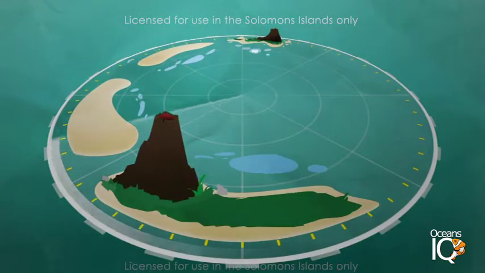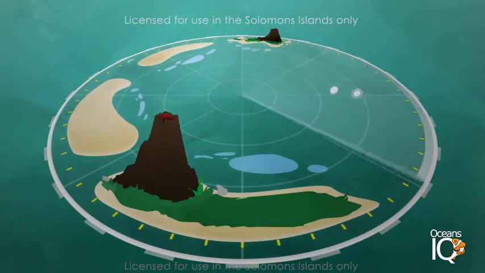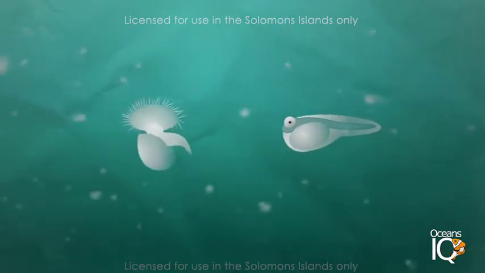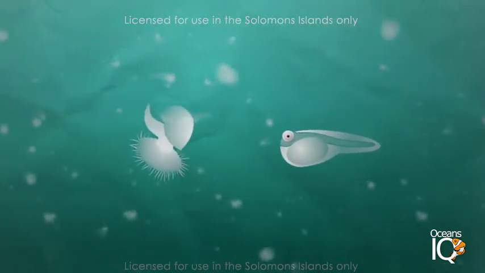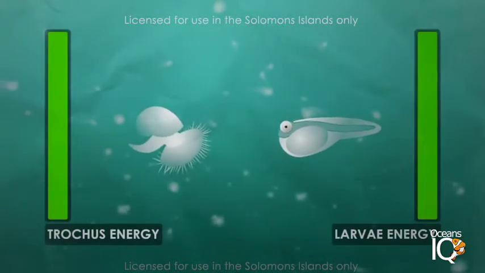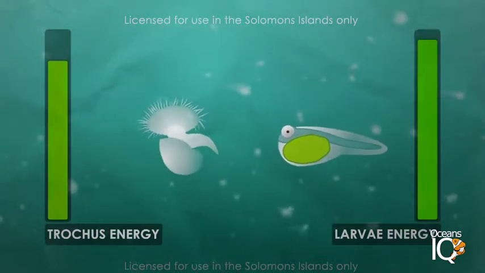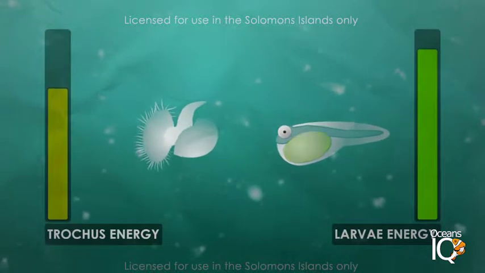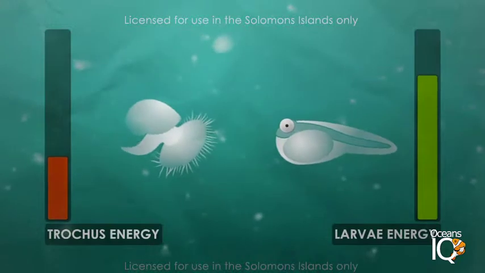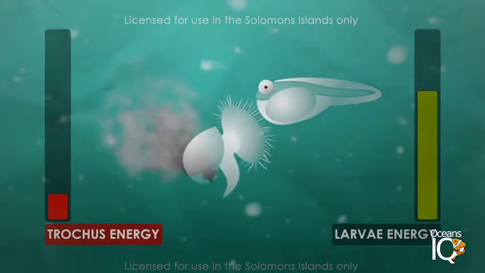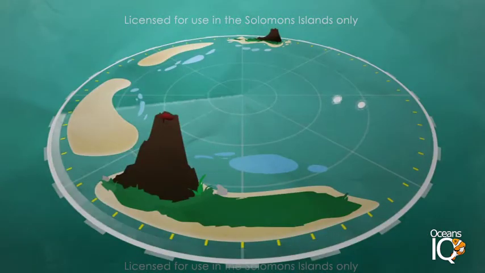Larvae are released into the ocean currents and disperse away from the parent home. Drifting for days on currents, these invisible, microscopic larvae are the way most species move between distant islands. Trochus larvae have a small supply of stored energy. This fish larva's energy supply comes from the egg yolk it was born with, but it too will only last for 4 or 5 days in the plankton. So after only 3 days, the trochus is running out of energy. Without a reef to settle on, it will die.